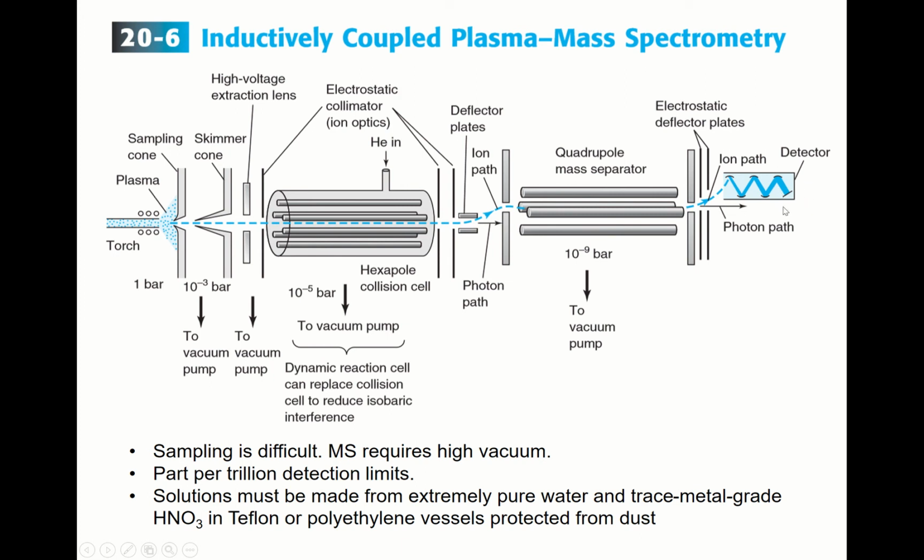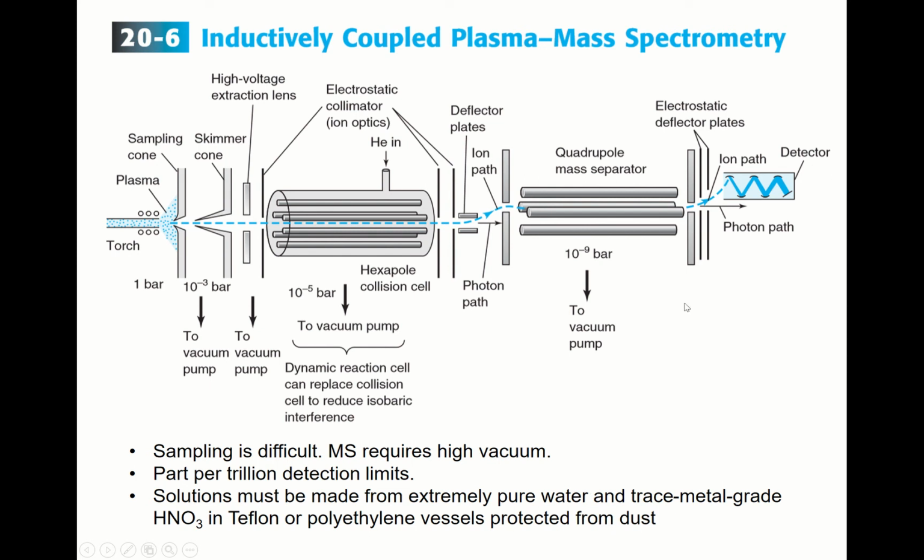In that way, extremely low concentrations of sample can be detected. How low? PPT, part per trillion. Part per million, part per billion is 1 out of 10 to the 9, and part per trillion is 1 out of 10 to the 12. So this is an extremely sensitive technique, but very, very expensive. Solutions must be made from extremely pure water and trace metal grade nitric acid in Teflon or polyethylene vessels protected from dust.